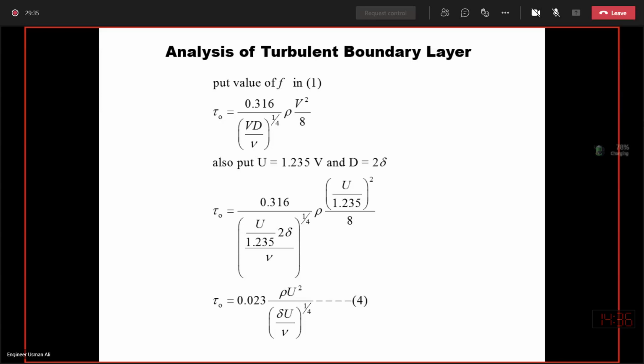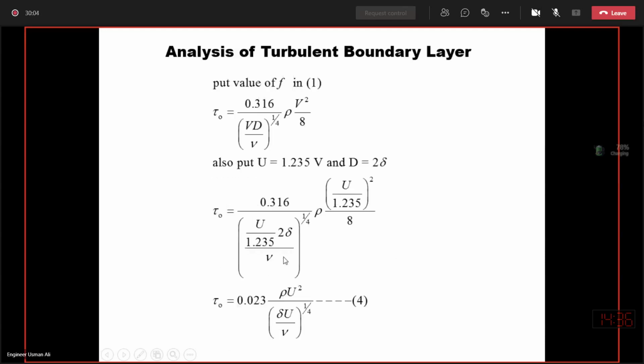We also know that u is 1.235 v, so v is u over 1.235, and the diameter is 2 del. So putting the value of diameter over here, that is 2 del, and putting the value of v, that is u over 1.235, and over here v squared is u over 1.235 squared. Now further, if we simplify, again I will advise you to do it with your hands, and then you will understand how this simplification has been done.